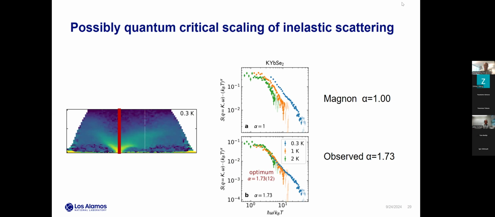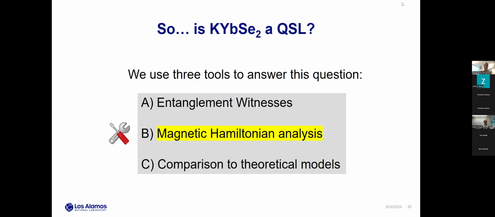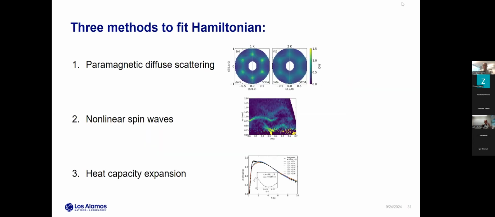All right, next slide. So thus far for the first tool, entanglement witnesses give us some important suggestions. It allows us to rule out some trivial unentangled phases. But now for the next tool in our toolbox, which really in my view is the most important one, we have to answer what is the magnetic Hamiltonian, so that then we can say, does this system actually live within the spin liquid phase on the phase diagram? Next slide, please.